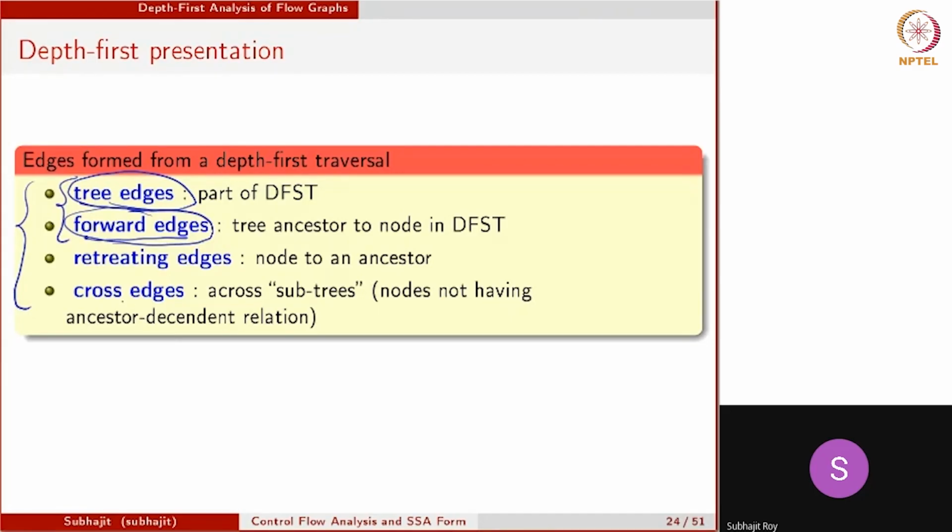Then you have something called retreating edges. Retreating edges go from... So, okay, let me just draw a tree and say, let us say this is the depth-first spanning tree.